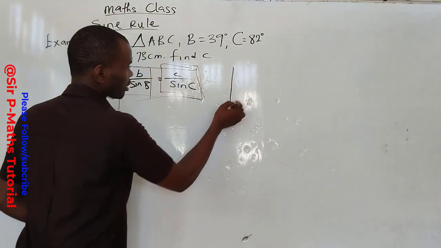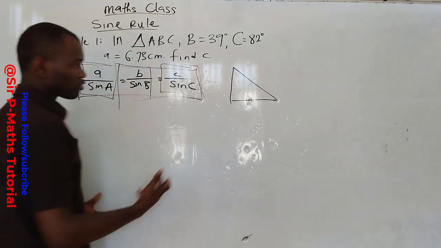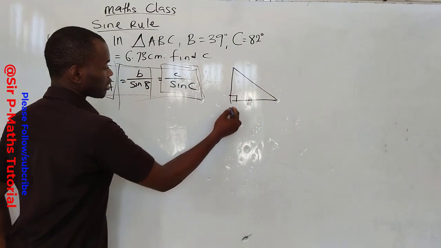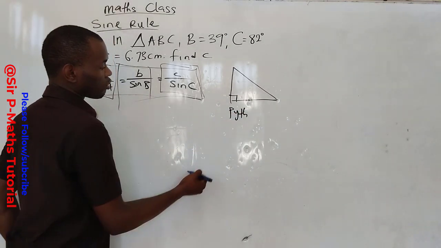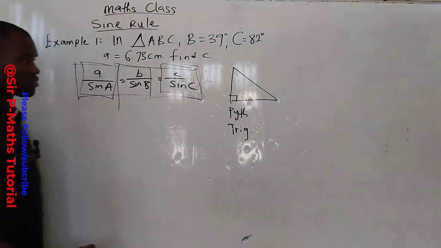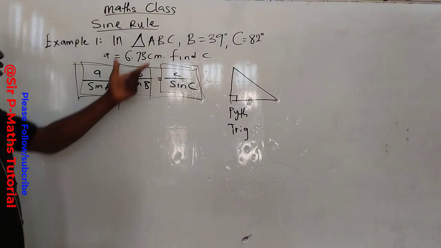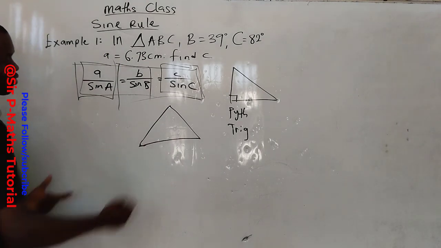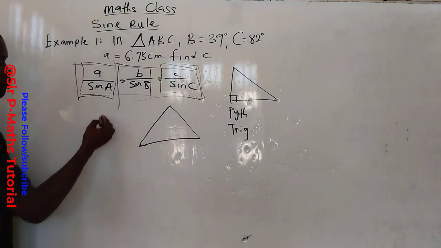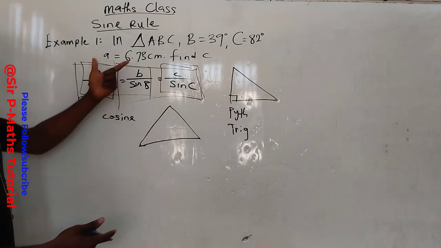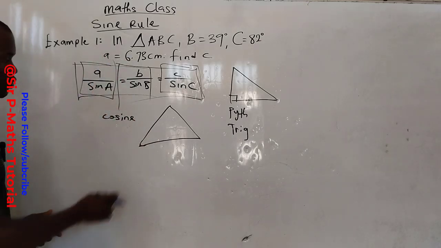First of all, that triangle must not be a right-angled triangle. When you have a right-angled triangle, we use Pythagoras theorem or trigonometric identity to simplify it. So before you use sine rule, it must be a complete triangle. When you have a complete triangle, we either use sine rule or cosine rule. We'll be looking at cosine rule in my next video, but today we are solving problems on sine rule.